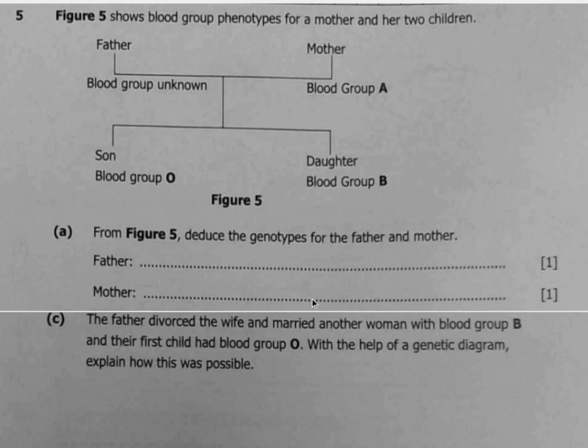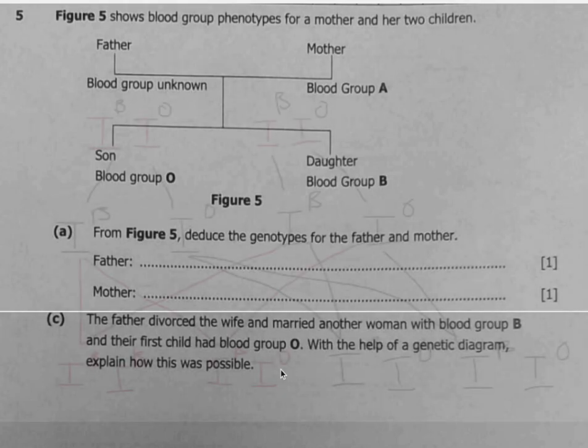But according to the first child that they had, the child had blood group O. So meaning one allele was coming from the woman and another was coming from the father. So with the help of the genetic diagram, explain how this was possible. Sometimes the question can say, with the help of the genetic diagram, find the chances. When you talk of the chances, you need to find the probability at the end.